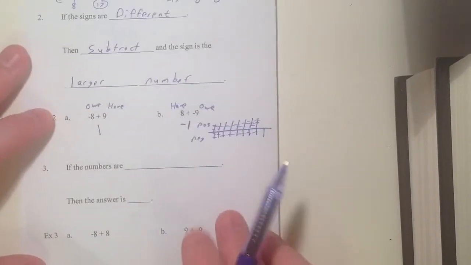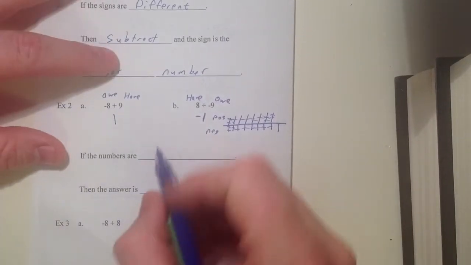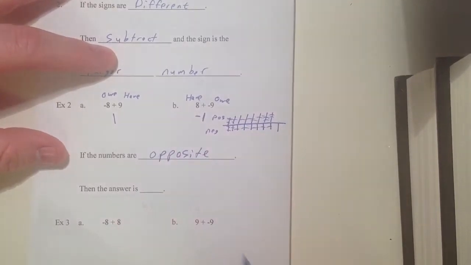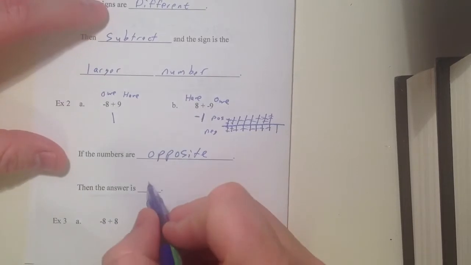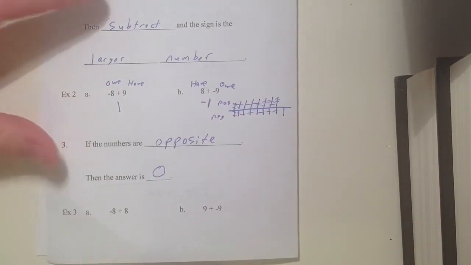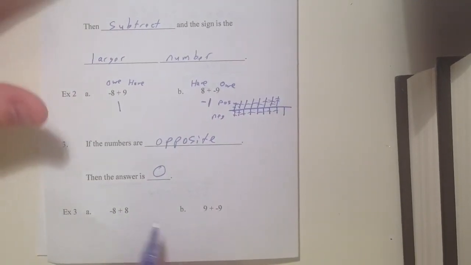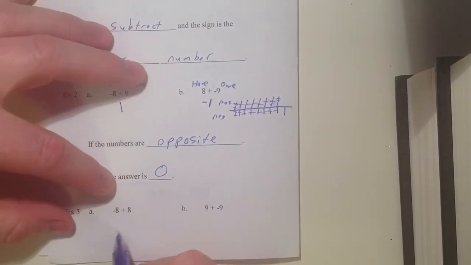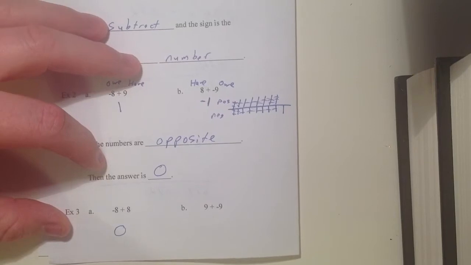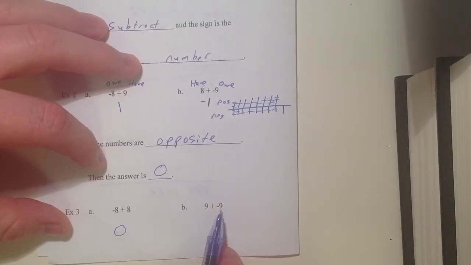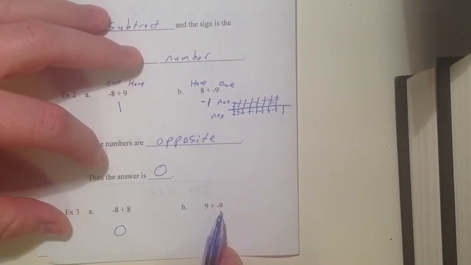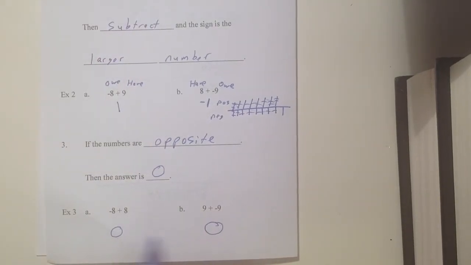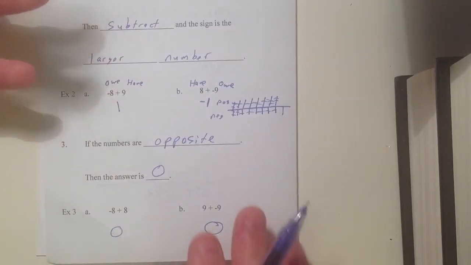All right? And finally, if the numbers are opposite, then the answer is 0. All right? And this makes sense if you think about it. If I owe someone 8 and I have 8, how much do I really have? I have nothing. All right? If I have $9 and I owe someone $9, how much do I really have? I have nothing. All right? So that's just what's happening here. I have nothing there.